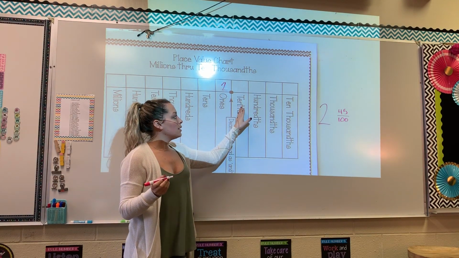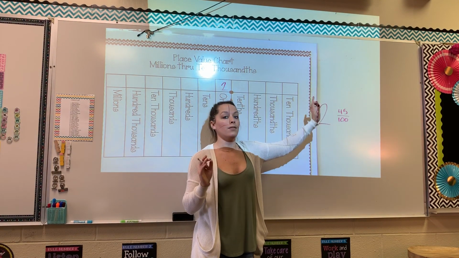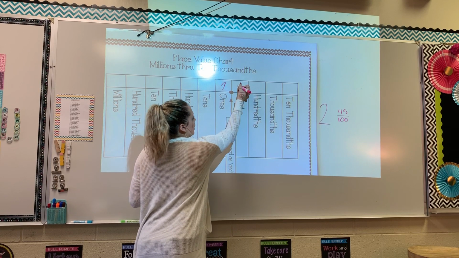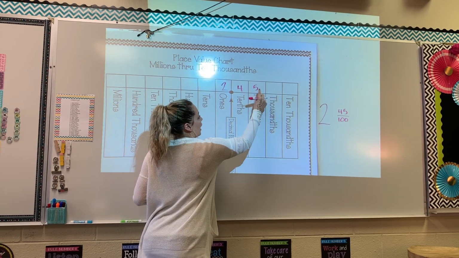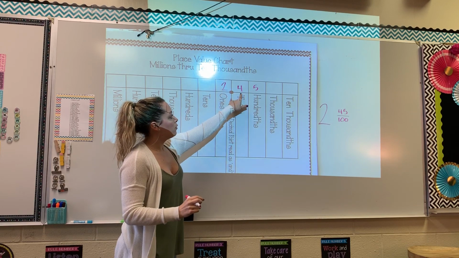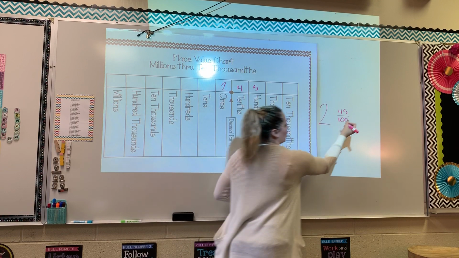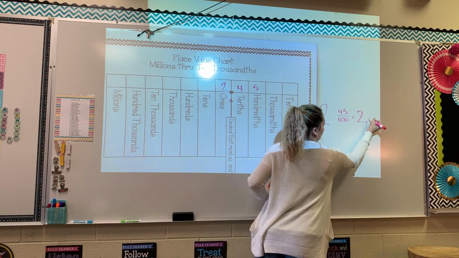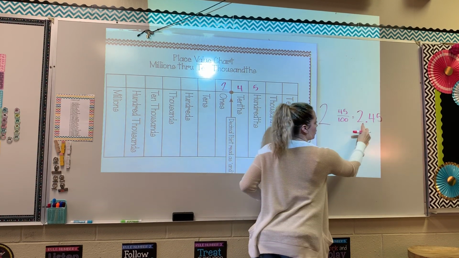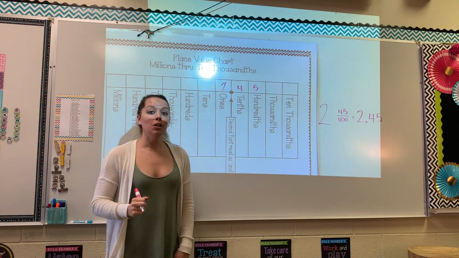Now moving on, tenths and hundredths. How many hundredths do I have? Well, I have 45 hundredths. So I would again need to put 45 and make sure that it ends in the hundredths place, not the thousandths. So it would be 2.45 or 2 45 hundredths. So that changes to 2.45. 2 45 hundredths. So that's how you would change that to a decimal.